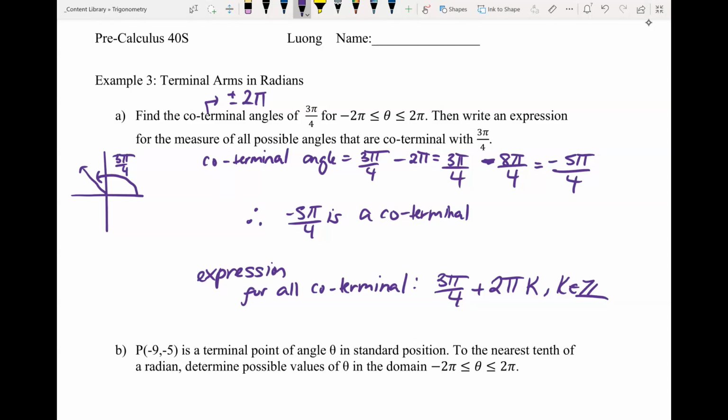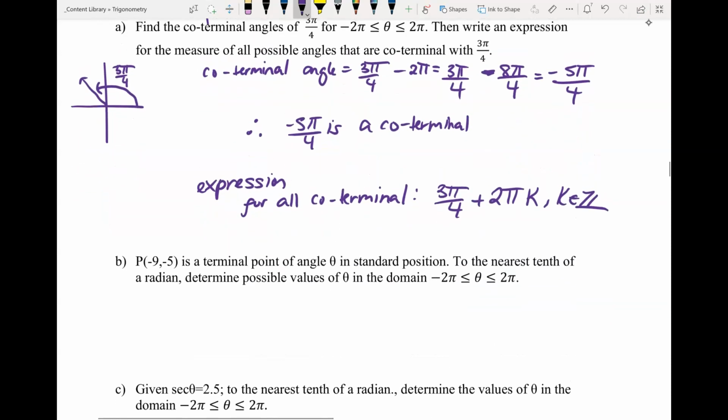For example, I can find a coterminal angle if k was negative 1 and then I would get negative 5 pi over 4. Or what if I had k is 1, then I have 3 pi over 4 plus 2 pi, and that would be another coterminal angle, but it would be above our 2 pi range. So this one is if we don't really have a range, we just want to know all possible coterminal angles out there.